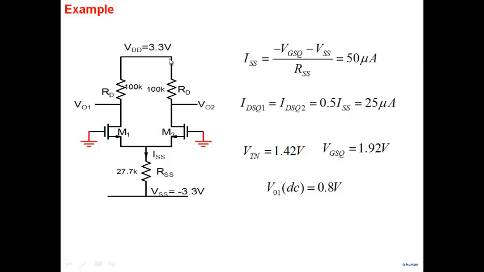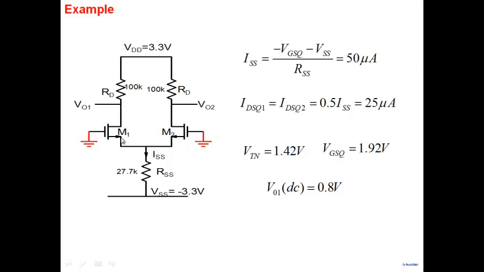All right, so conceptually simple, but a little bit of effort is required to find the bias currents. As an example, when we have 100K here and we have 27.7K here, these are the values that one gets. 25 microamperes is the bias current here. And note, the zero bias threshold voltage is 1. The actual threshold voltage of M1 and M2 is 1.42.